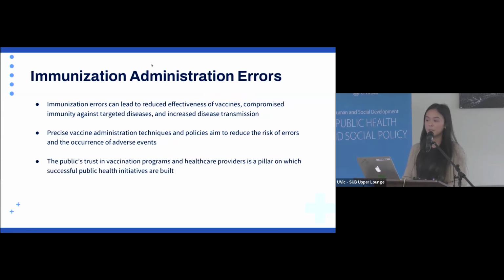So even though the efficacy of vaccines relies on the development and distribution of the vaccine, it also relies on the correct administration of those vaccines. Errors in vaccine administration can lead to multifaceted consequences, which emphasizes the need to evaluate the administration methods. Immunization errors can lead to reduced effectiveness of vaccines, which compromises the immunity against targeted diseases. Such errors can also erode public trust in vaccination programs and healthcare providers, undermining confidence in vaccine safety and efficacy.